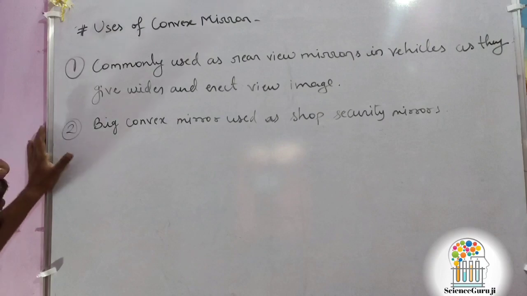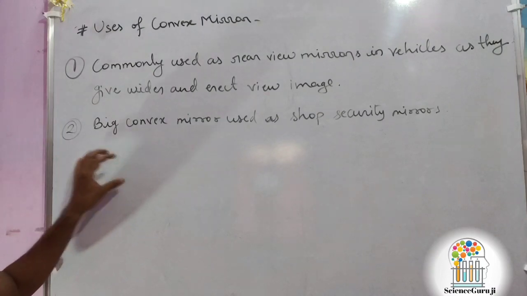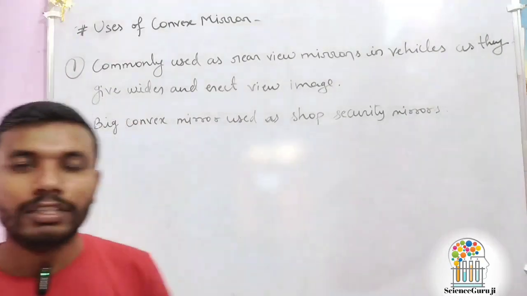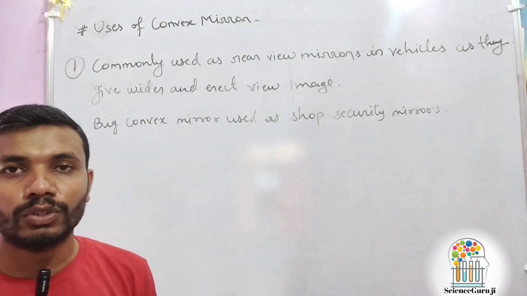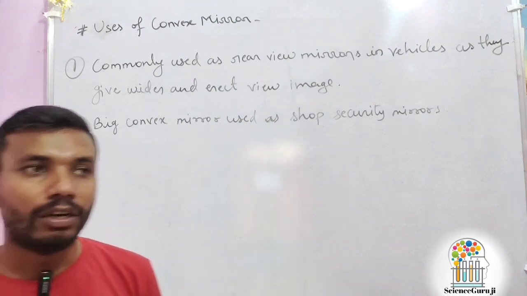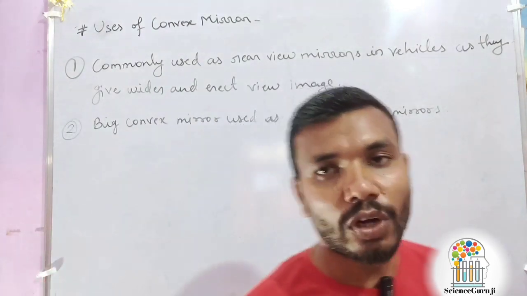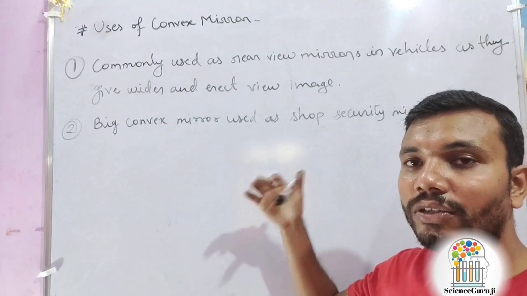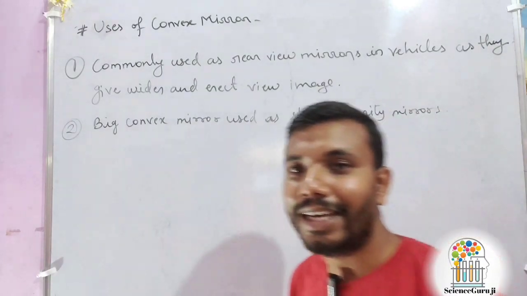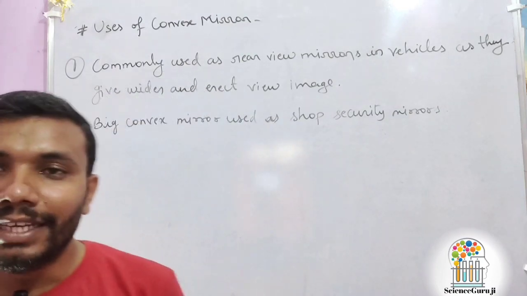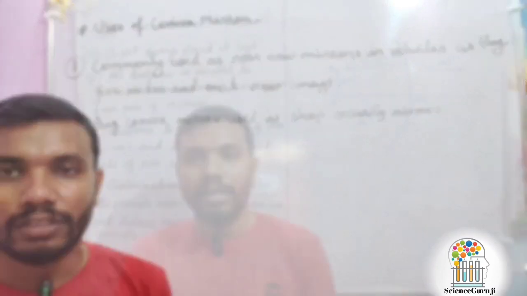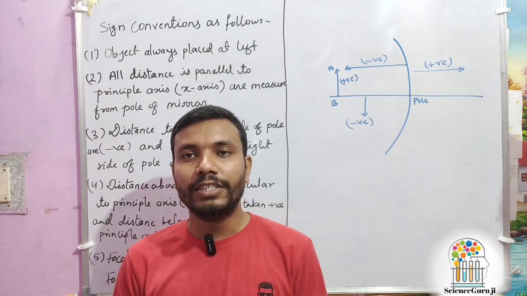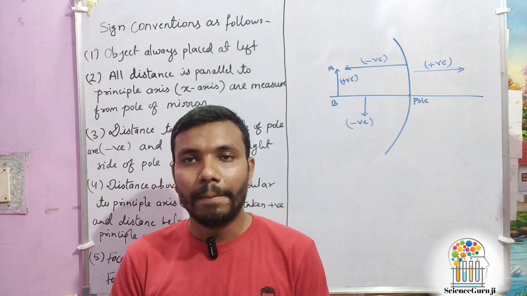Second, these are also used in shops as a security mirror. Some thieves try to steal objects or things from the shop, so shop owners use a big convex mirror to keep an eye on their customers, so that they cannot steal their things. Okay, next our topic of light is sign convention for reflection by spherical mirrors.